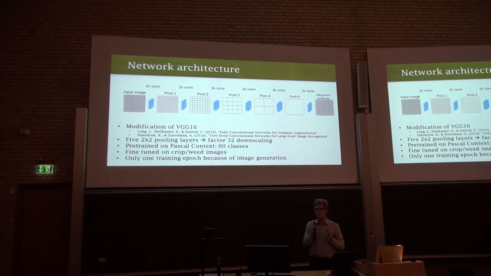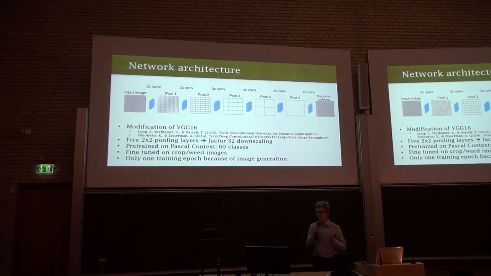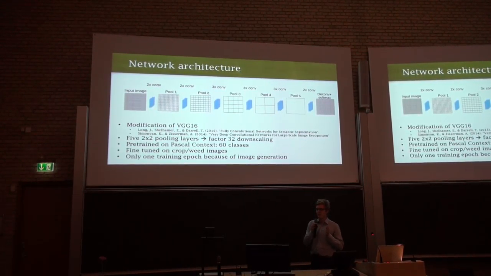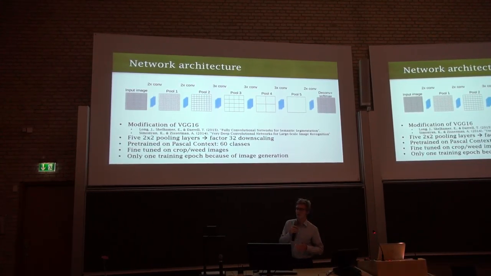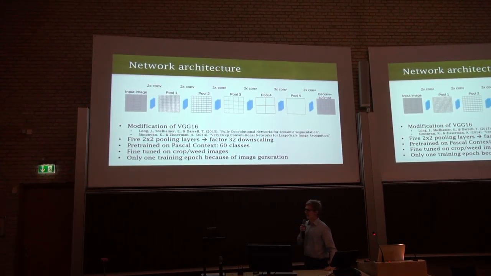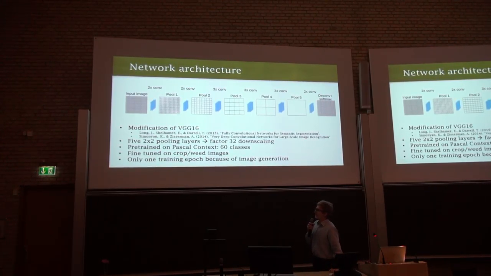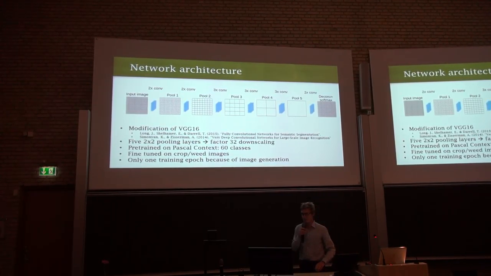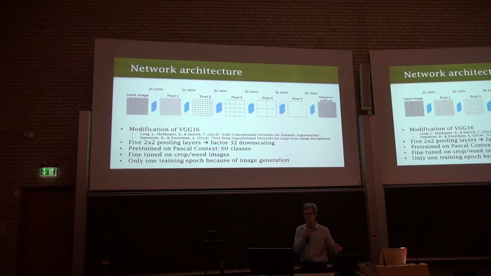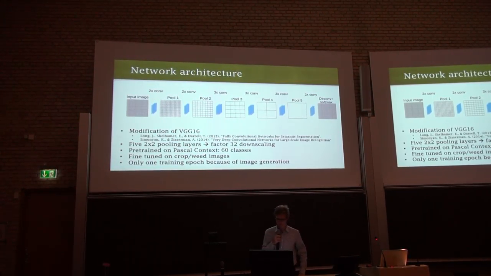Each of these pooling layers is a 2x2 max pooling layer, which means that the feature map is scaled down by a factor of 2 for each pooling layer. So in total we get a scaling factor of 2^5, so 32 times downscaling, which means that in the end the output does not correspond to the input size, and we want 1 pixel in the output to correspond to 1 pixel in the input. So therefore we upscale the image.